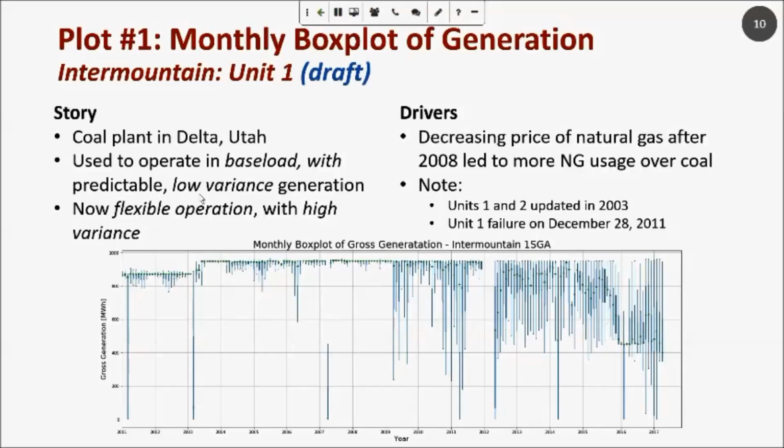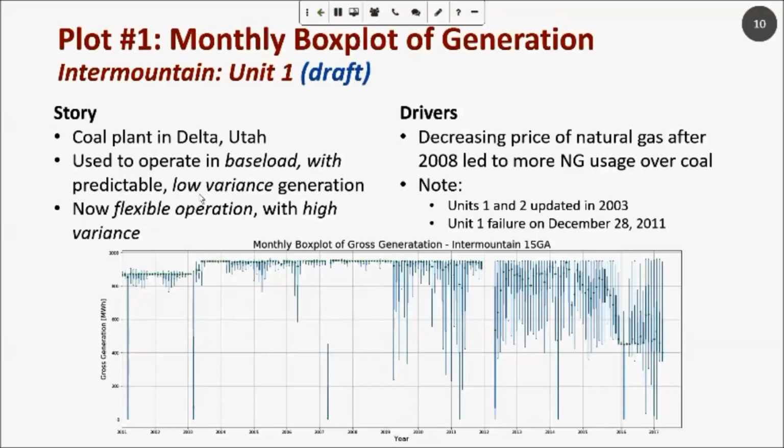variance. Then if you look forward from 2009, you see those whiskers start to extend and get longer and longer and draw down towards the bottom of the plot. And that's indicating higher variance and that the plant has moved to a flexible generation regime. Now that is in line with some of Ben's findings that he discussed earlier. Again, you can reference his webinar for more information on that.